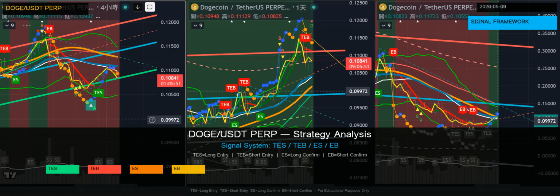Welcome to today's Doge USDT perpetual strategy analysis, dated May 9th, 2026. Let's begin with a quick review of the four core signals in this system.